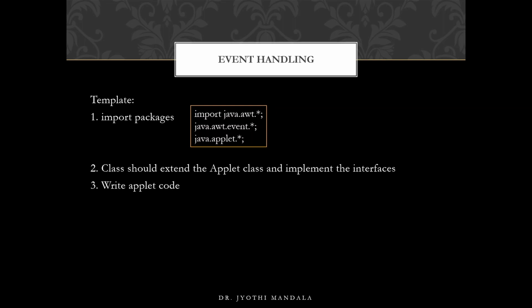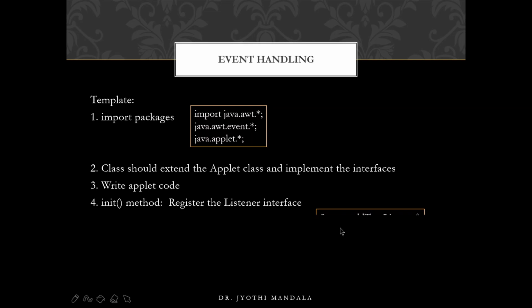Okay, and as a third step, we need to write down the applet code, which is your HTML code using the applet tag. And then we need to write down the init method, and remember, the init method is a part of your applet life cycle. Now in this init method, we need to register the listener interfaces. I already told you we need to register the listeners to the source, right? So that step we do in the fourth step, where in the init method we write the statements related to registering the listener interface. So the syntax will be this one.